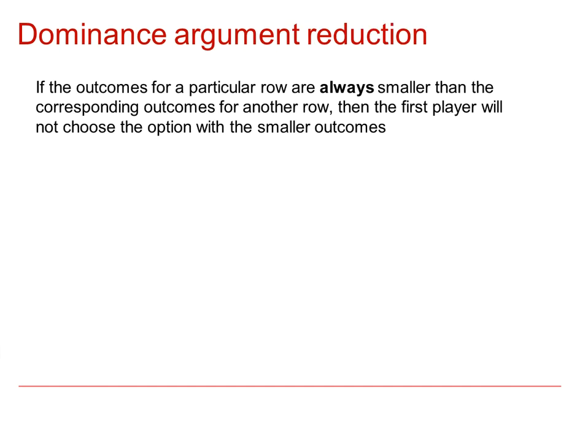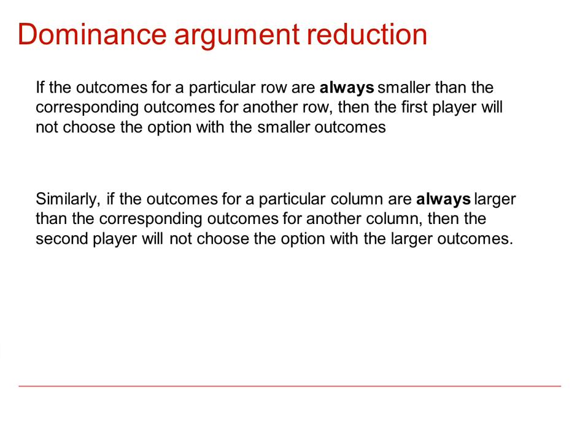So if the elements are always smaller than the outcomes in another row, then that row is dominated and you're never going to choose it as player 1. Turn that round for player 2, then we need to think about rows where the outcomes are always larger, and when that's the case, the second player is not going to choose those larger outcomes because that's going to be a larger loss to them.